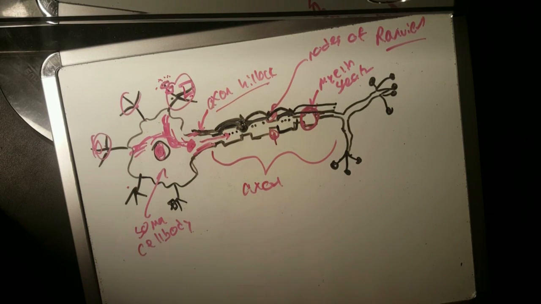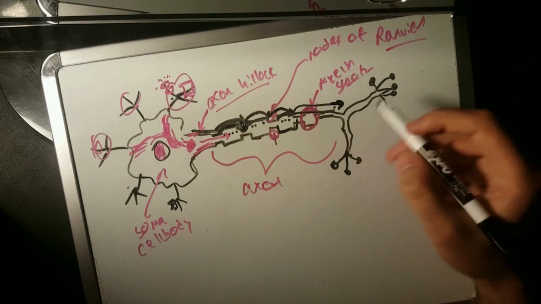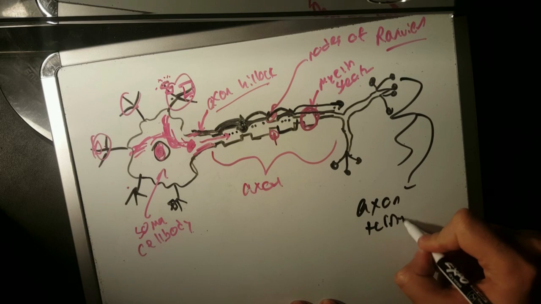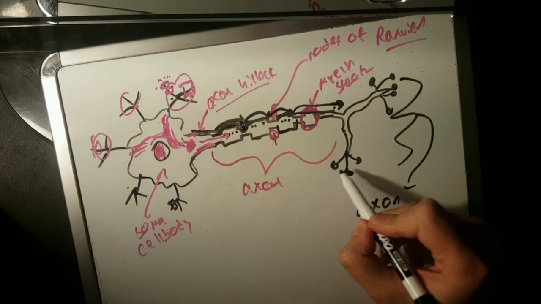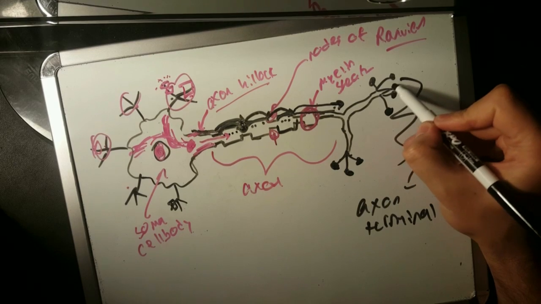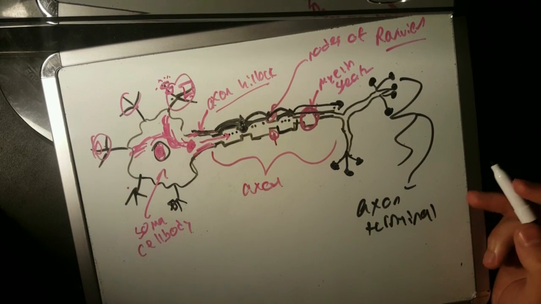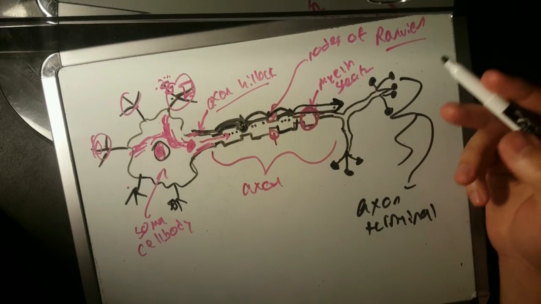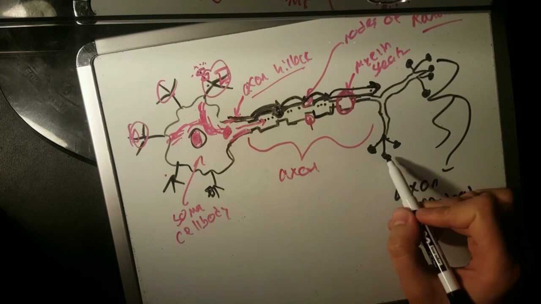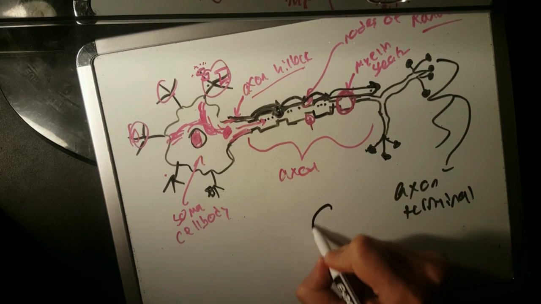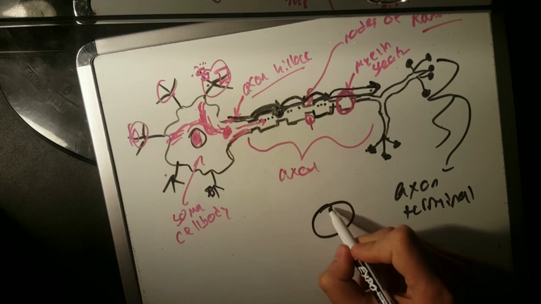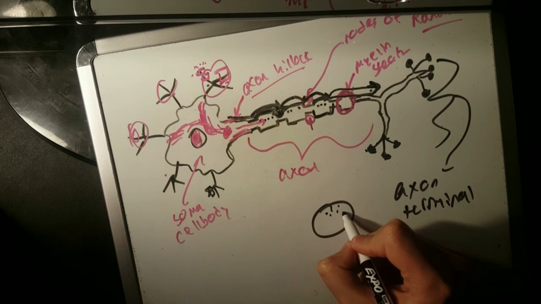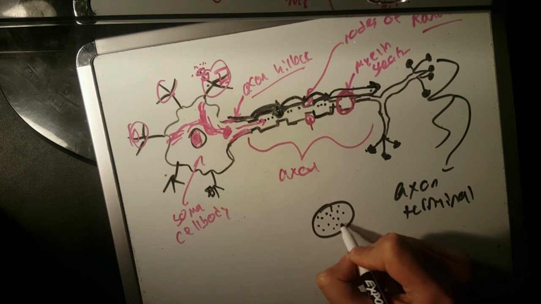So the final stop for the action potential is the axon terminal. Now all of these things right here are axon terminals, right? These little nubs are axon terminals. Now this is where the electrical signal becomes a chemical signal. How is that achieved? Well, because inside of these little nubs, inside of these axon terminals, are vesicles. Vesicles have their own membrane, right? And inside the membrane are little chemical messengers called neurotransmitters, okay?